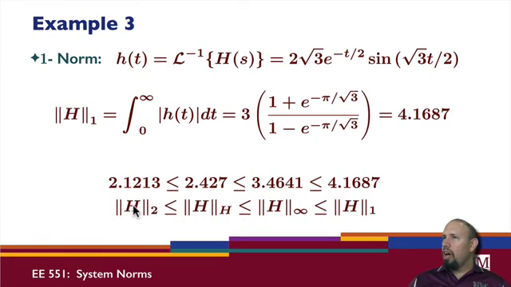And so we saw this relationship between H2, Hankel, infinity, and 1. We can see the values here. For this example, I can see that truly the H2 norm is less than or equal to the Hankel norm, less than or equal to the infinity norm, less than or equal to the 1 norm. So I actually have that here.